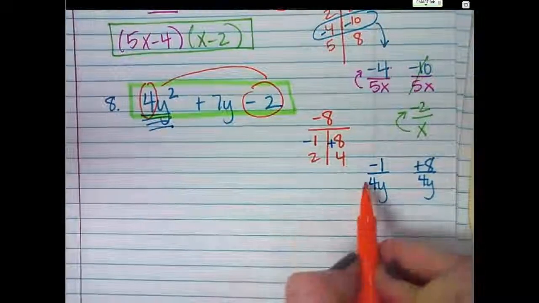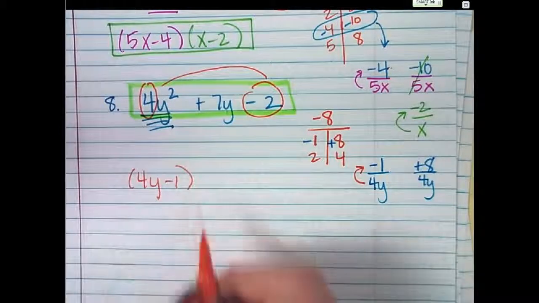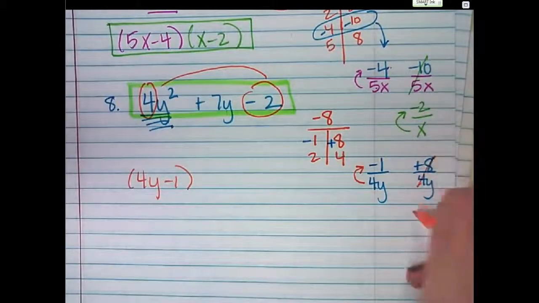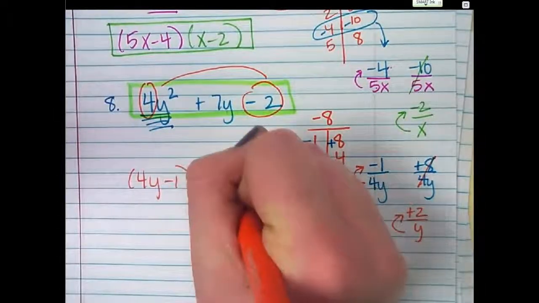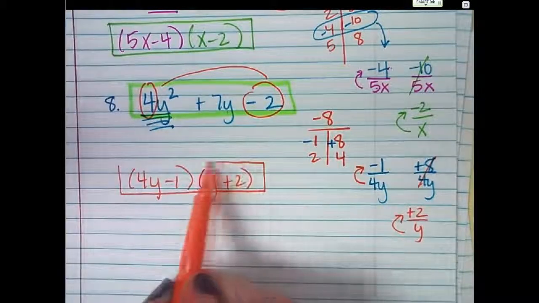So this one doesn't simplify: 4y minus 1. So that's one factor. But this one simplifies to 2 over y. So there's my other factor, y plus 2. And there's my answer.